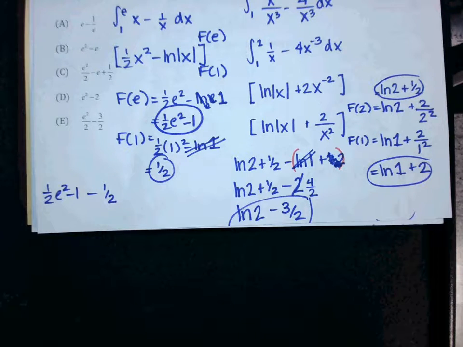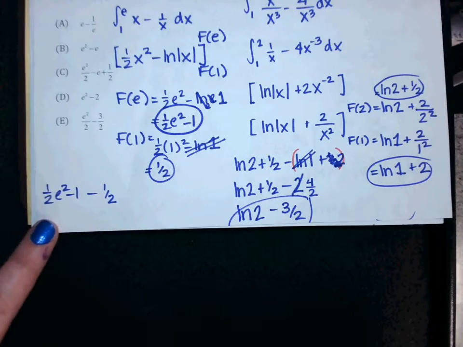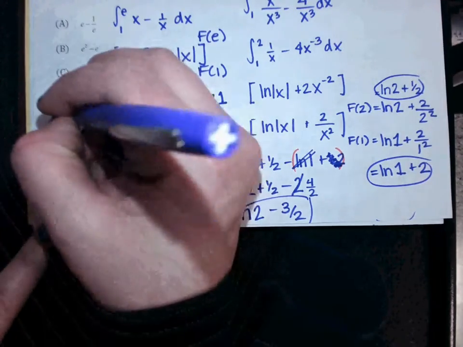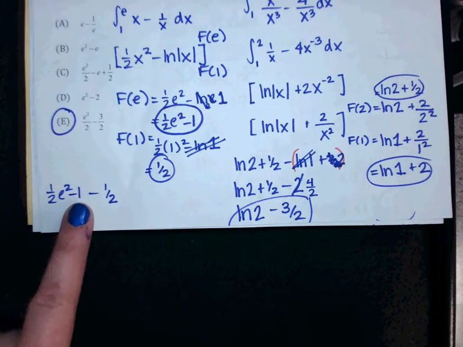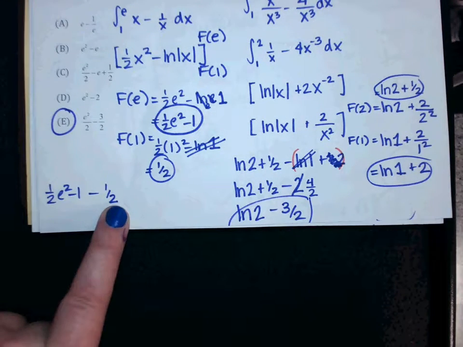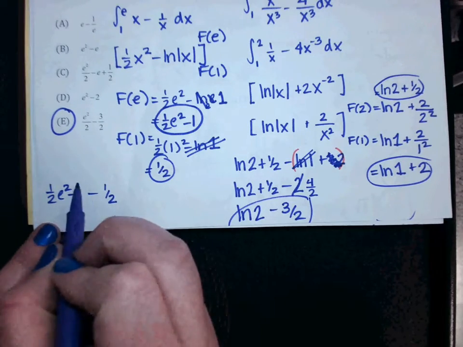So look at your answer choices. If it's minus 1 and then minus another 1/2, which of those is right? Which one? Do you know? E. Okay, because look, it's minus 1 minus another half. That's minus 1 1/2 or 3/2. Okay?